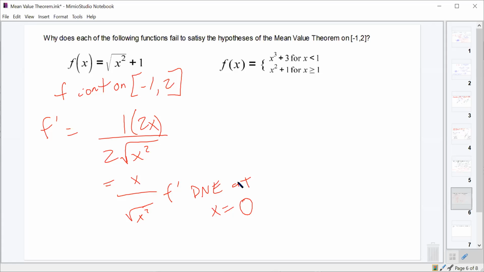Good or no? I'm good. All right, what about this other one?